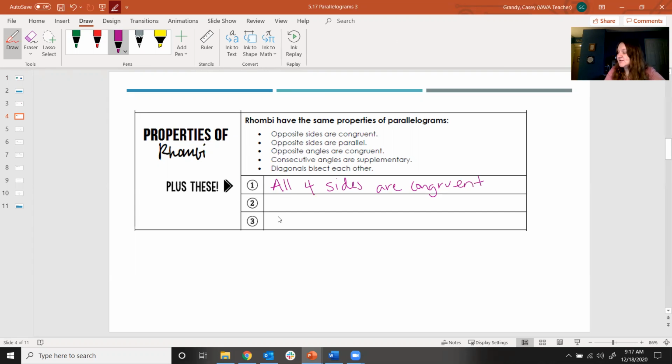Also in a rhombus, the diagonals are perpendicular. And we learned what perpendicular means. When they cross each other, they make a 90-degree angle. And the third property of a rhombus that makes it special is that its diagonals bisect opposite angles.